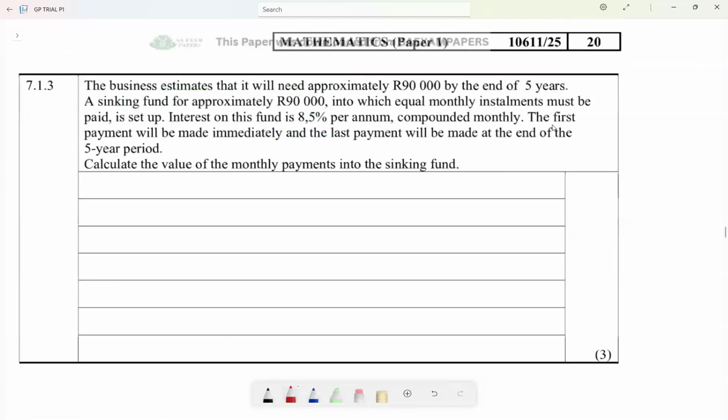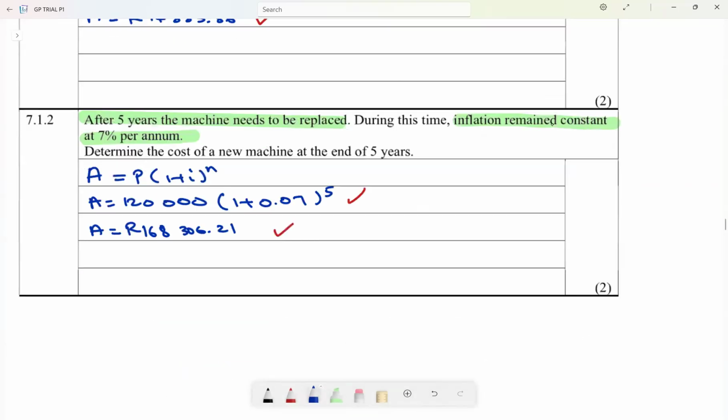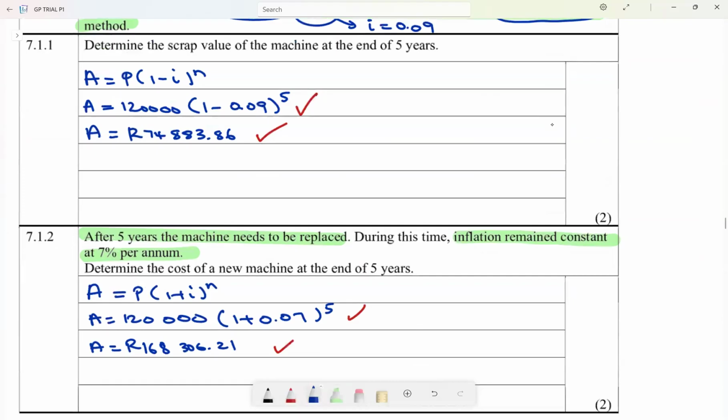And then they say the business estimates that it will need approximately 90,000 by the end of 5 years. A sinking fund for 90,000, into which equal monthly installments must be paid, is set up. So basically, you know why they set up a sinking fund. Remember here, they had an inflation amount. This is inflation. This is depreciation.